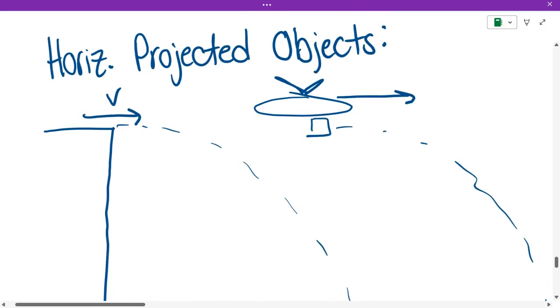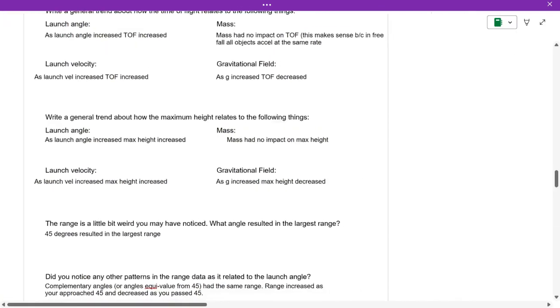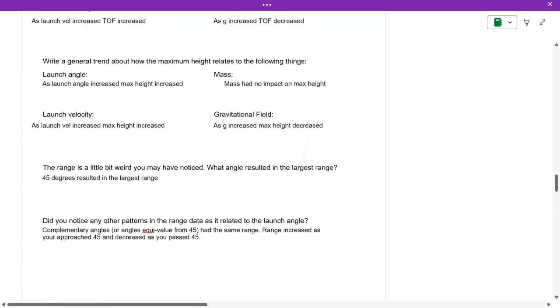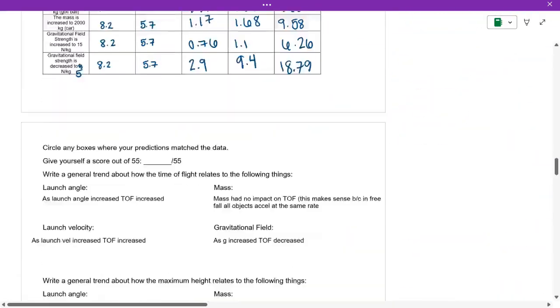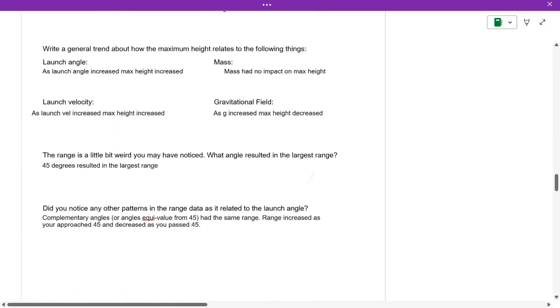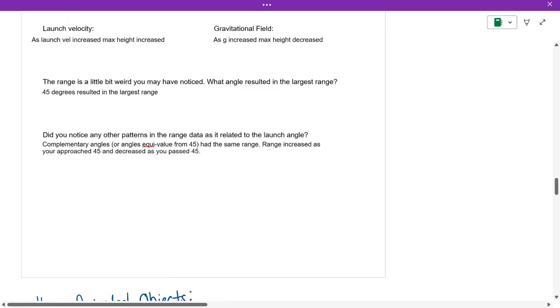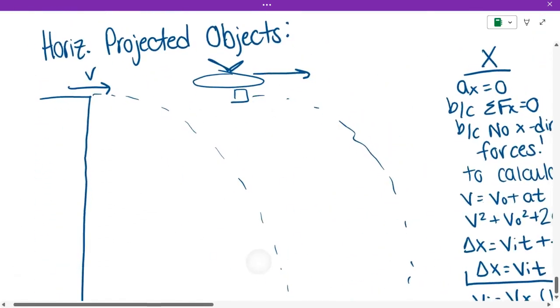in the x direction. Hopefully before watching this video, you guys have talked about the results of the projectile video analysis and simulation part of the lab. You've come up with those general trends and the stuff about the range for projectiles at an angle. Okay, so we're going to talk about the two different kinds of projected objects.